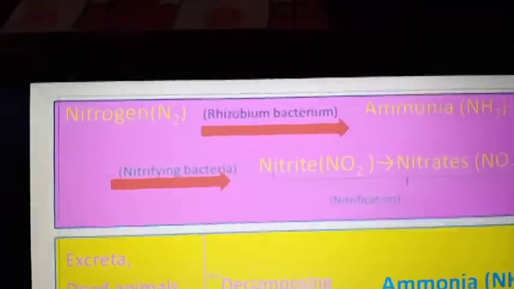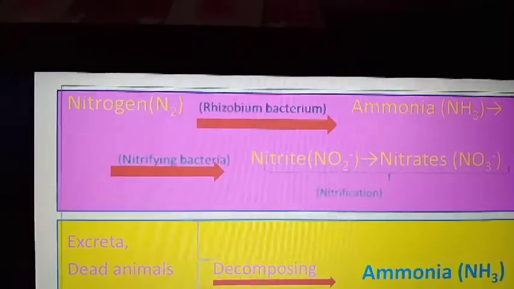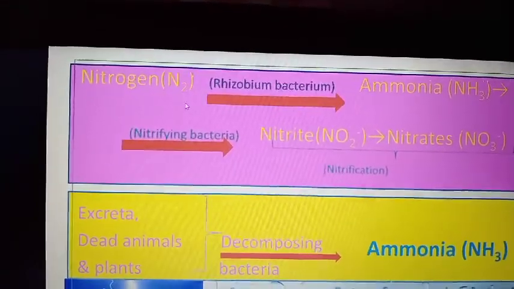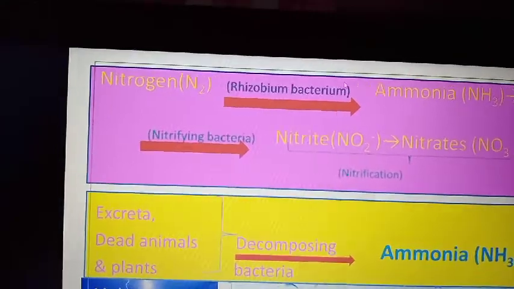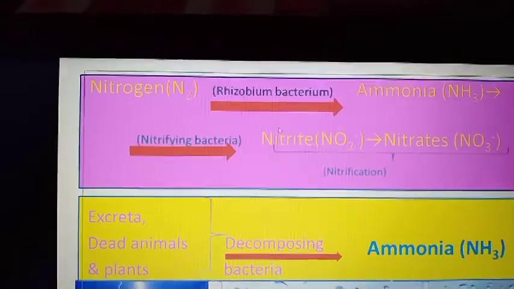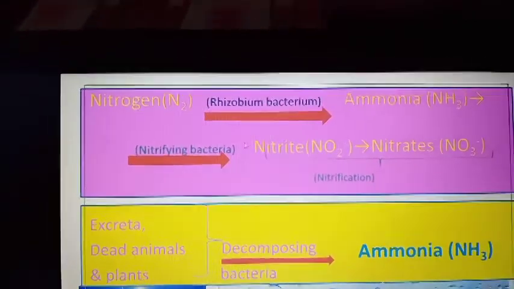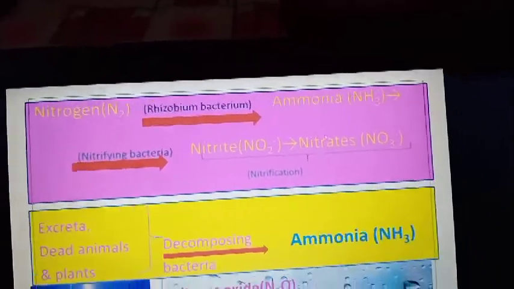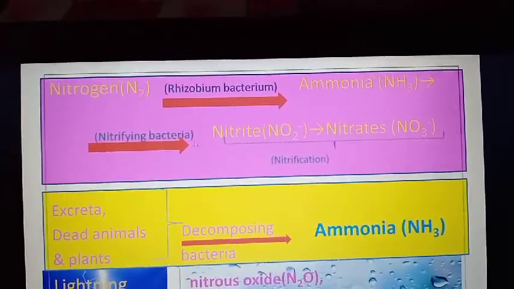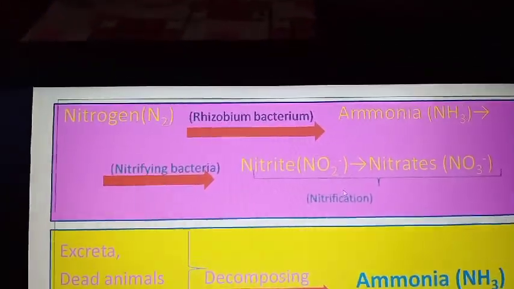So, nitrogen fixing by rhizobium bacteria. The nitrogen from the atmosphere, N2, is converted into ammonia, NH3, by rhizobium bacteria. This ammonia, or NH3, is converted into nitric oxide, nitrites and nitrates by nitrifying bacteria. That is called nitrification.